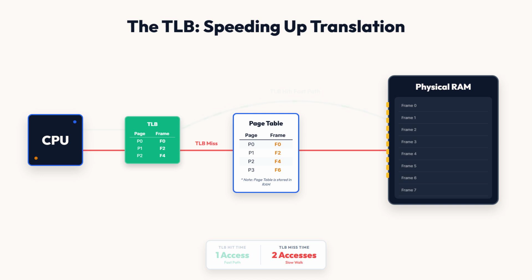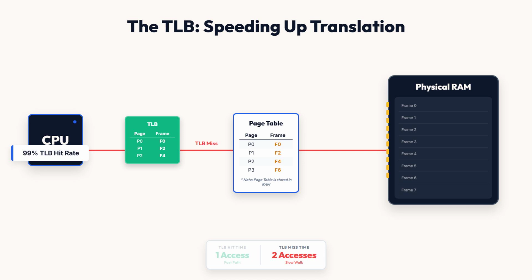It's only when we have a TLB miss that the system has to go the long way around and do a slow page table walk to find the address. But thanks to the way software naturally accesses memory in clusters, we actually hit the TLB over 99% of the time. This little piece of silicon is the entire reason virtual memory is fast enough to be practical.